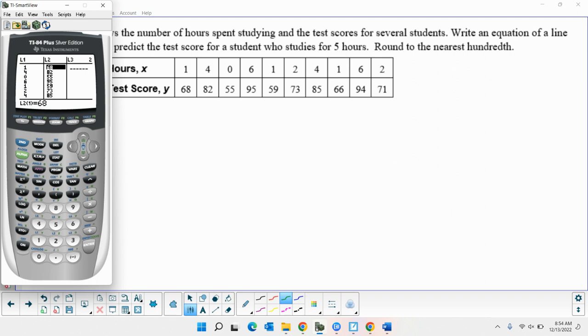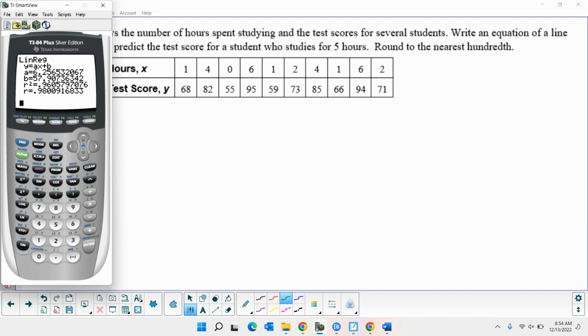All right, guys, remember how to put them in? Now we go back to stat. Once we have them in, hit your stat button and over to calc. Move your right arrow key over 1. And this is a linear regression, so I hit number 4, and then I hit enter. Now, some of you have to go down and hit calculate on your calculator.